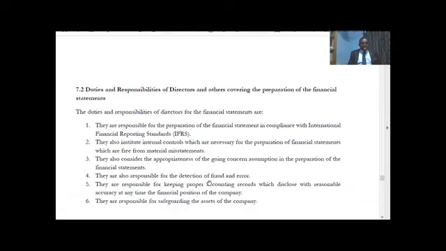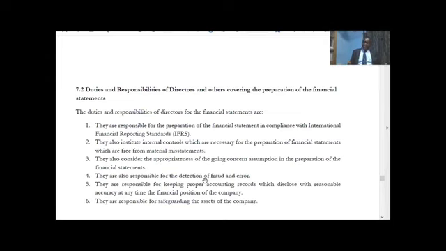Then we look at the third responsibility of directors. They are also responsible to ensure that the going concern assumption on which the financial statements are prepared is appropriate. So they also consider the appropriateness of the going concern assumption in the preparation of the financial statements.